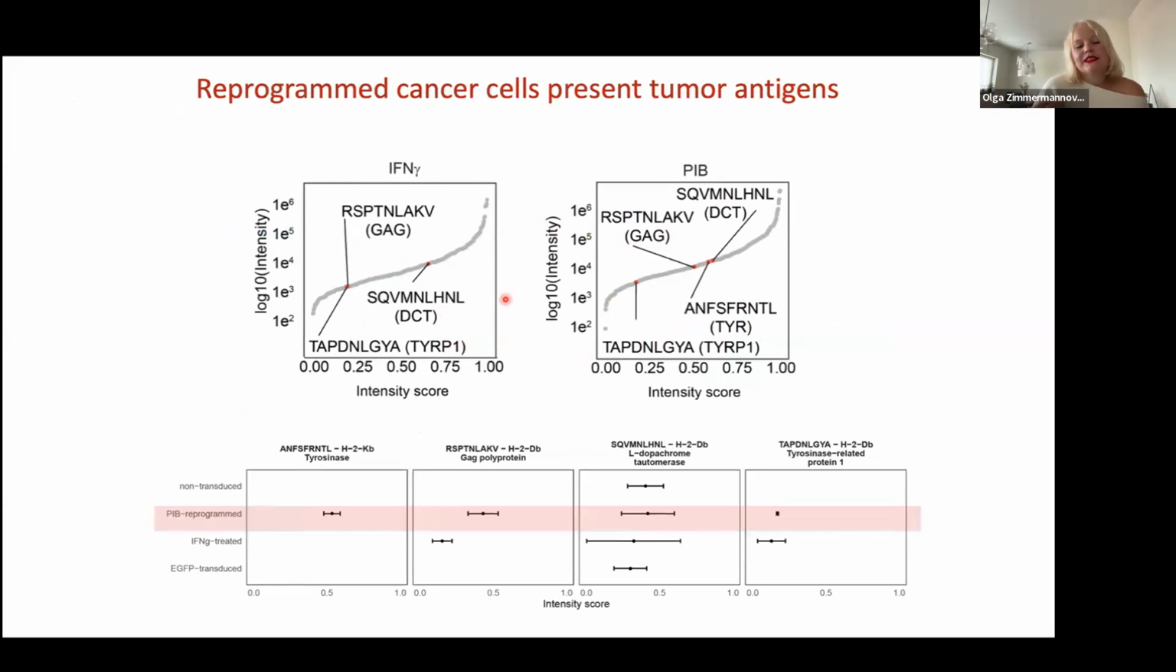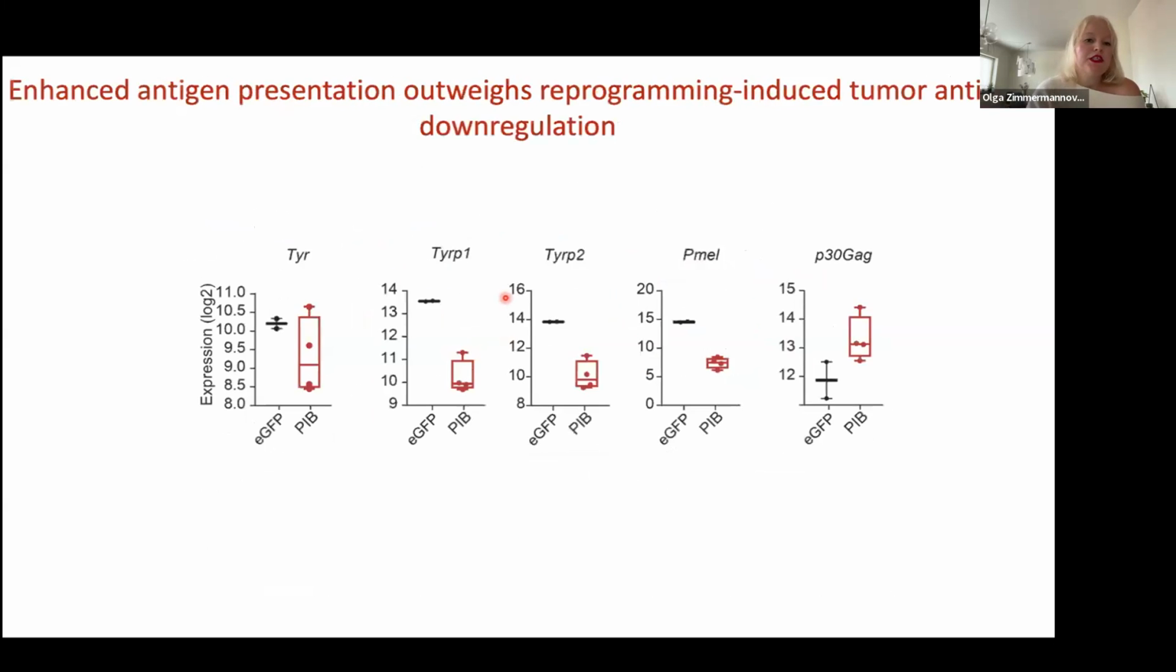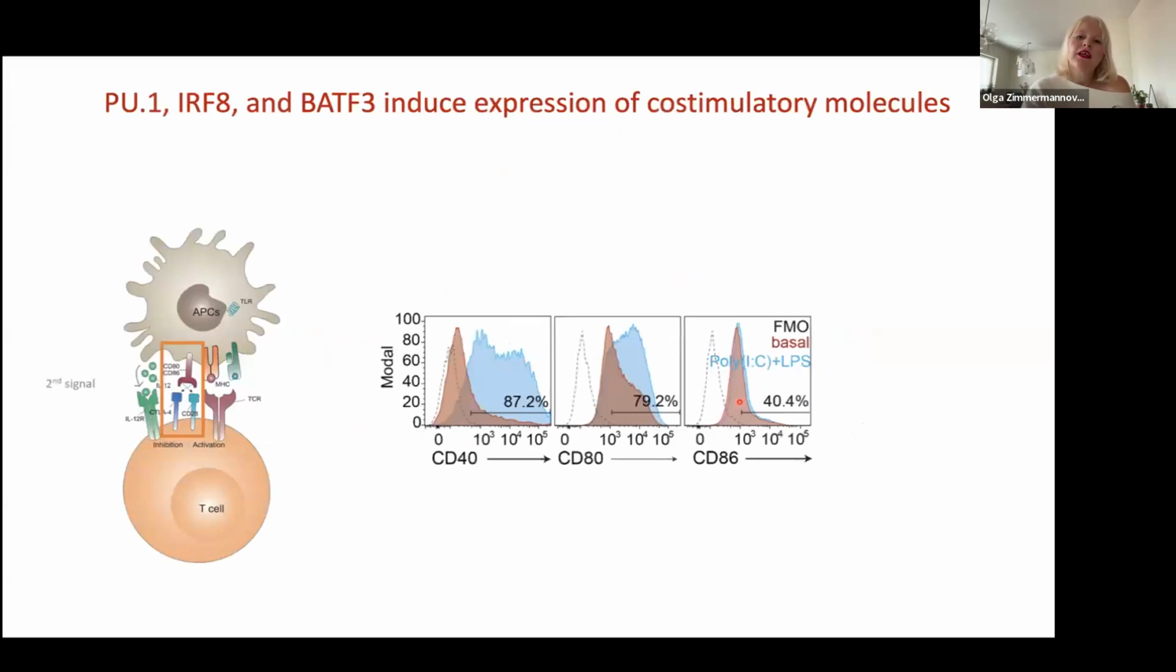And the fact that we were able to detect them was especially interesting in light of the fact that in the transcriptomic analysis we saw that the genes encoding those tumor antigens are mostly substantially downregulated following the reprogramming process, which shows that the enhanced activation of antigen presentation in the tumor APCs basically outweighs the downregulation of the tumor antigens following the reprogramming into tumor APCs.